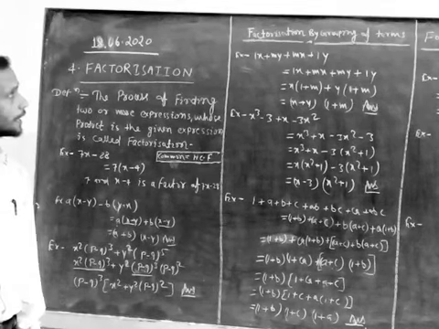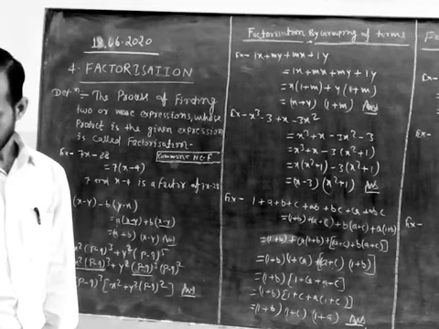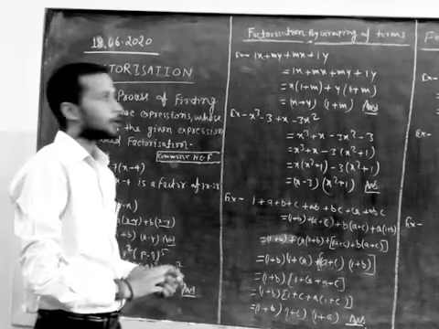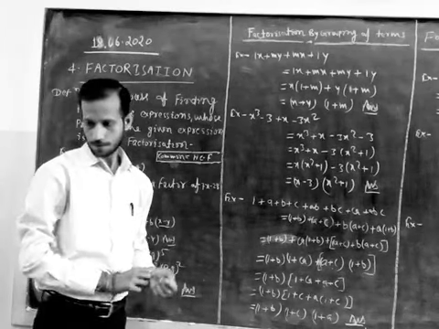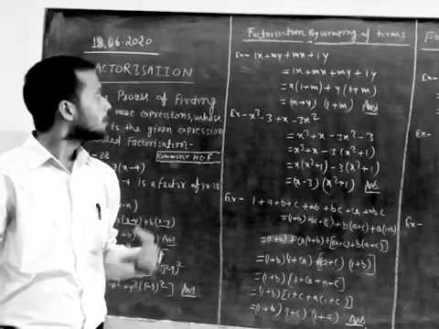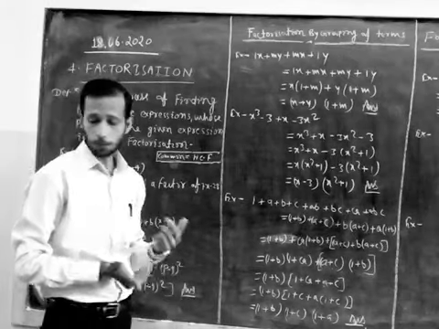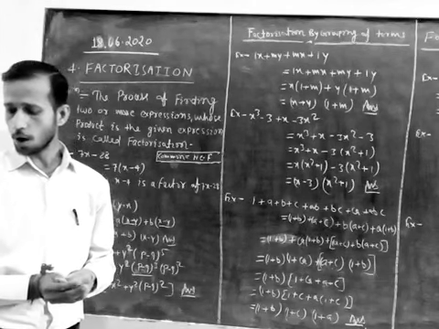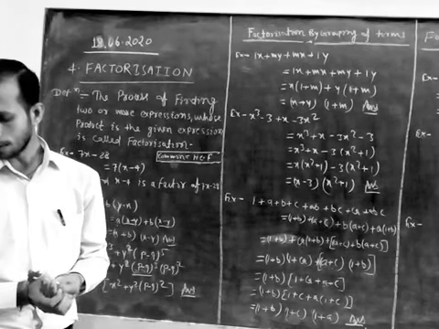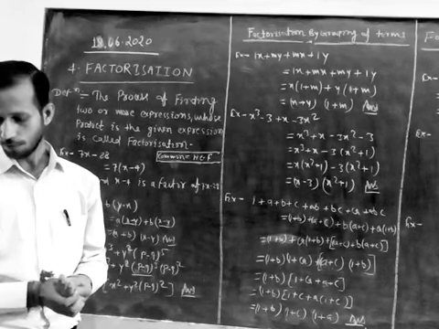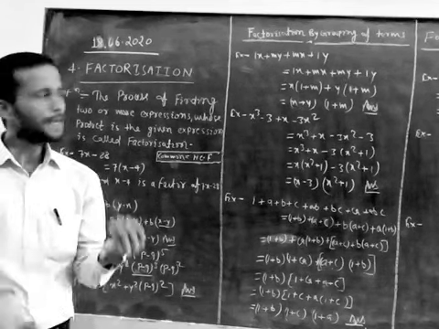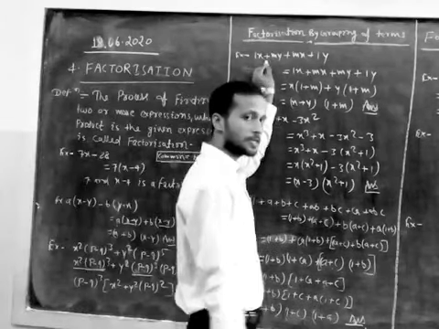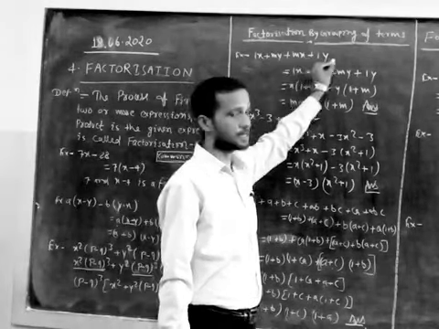And next, factorization by grouping of terms. First of all, now we know about grouping of terms. Sometimes it appears that there is no common factor, but when we look at the given expression carefully, we find the common terms. For example, Lx plus My plus Mx plus Ly.